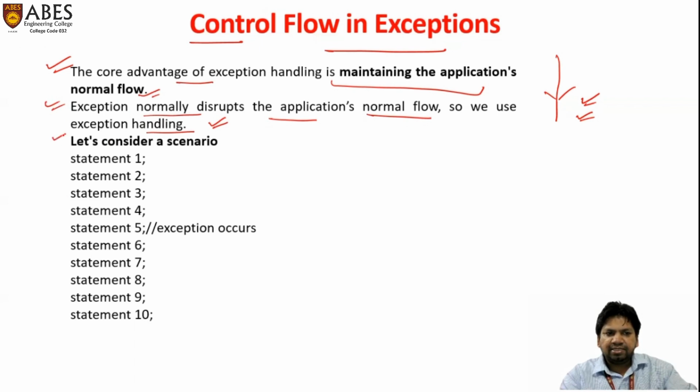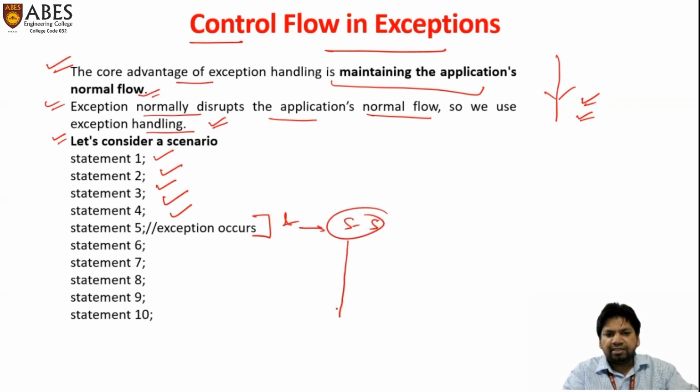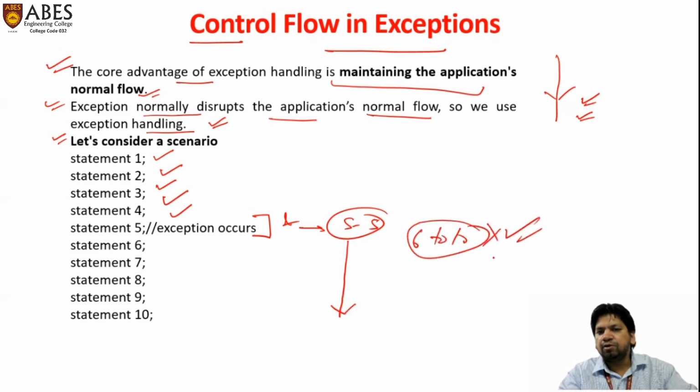Let us consider and understand this through an example. Statement number 1, statement 2, 3, 4, 5. Consider the exception came in statement number 5. Then the other statements after statement number 5, that is 6 to 10, will not execute because the exception came at the time of statement 5.